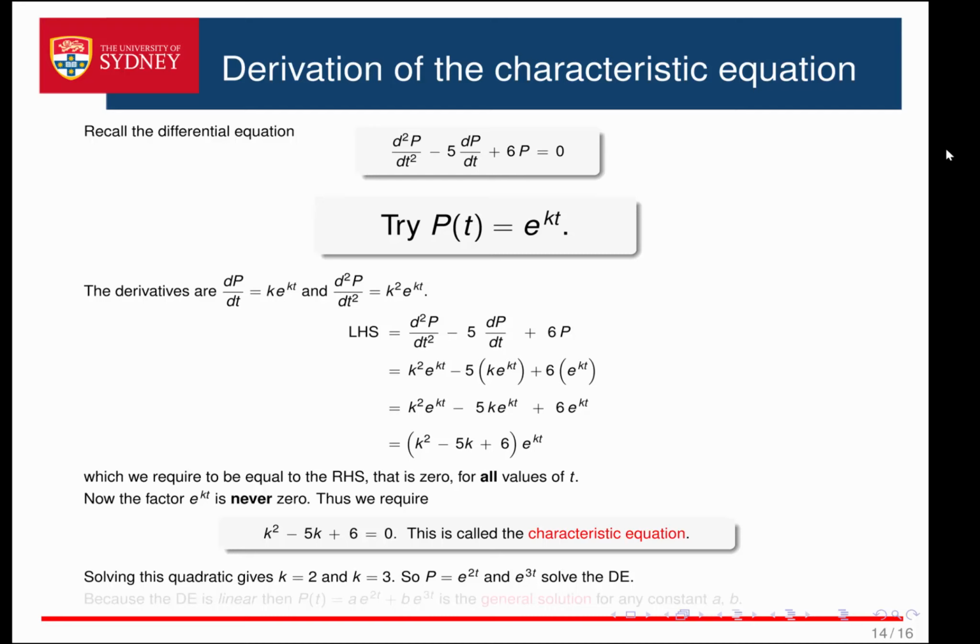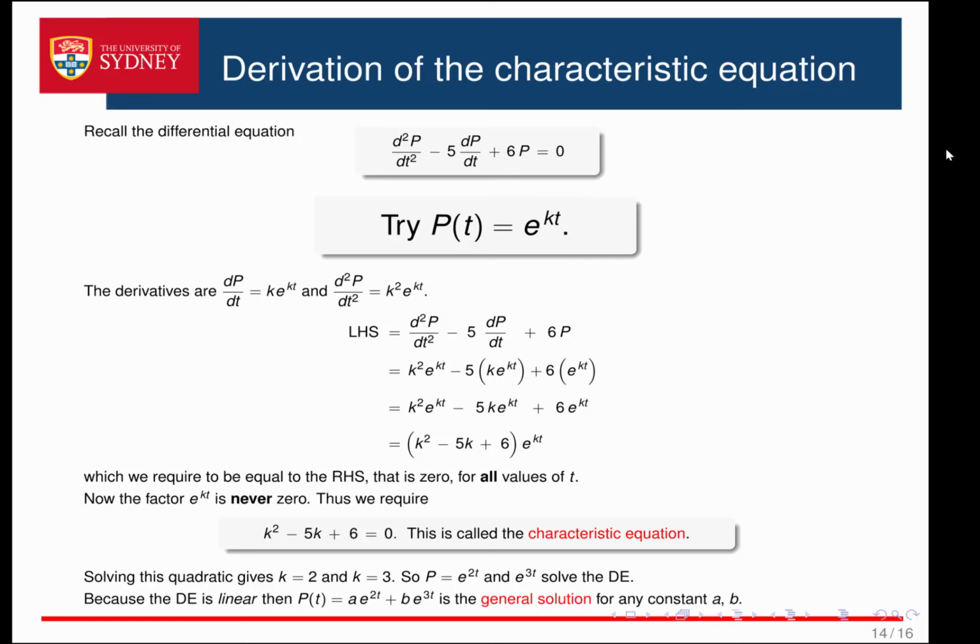Moving on, when we solve the characteristic equation here, we get k equals 2 and k equals 3. So from the working above, we know that p of t equals e to the 2t will be a solution of the DE, and the same holds for p of t equals e to the 3t.